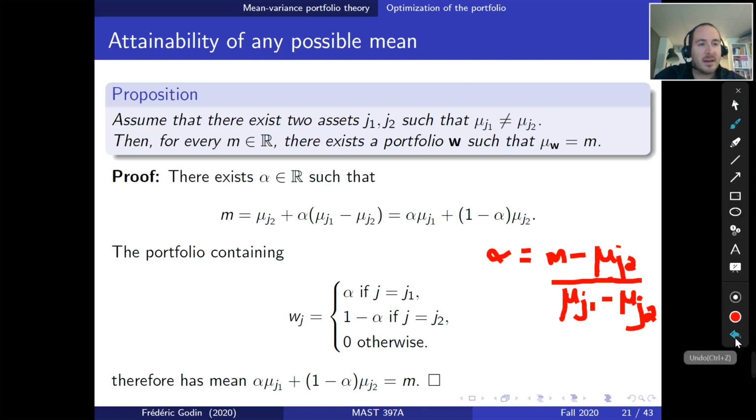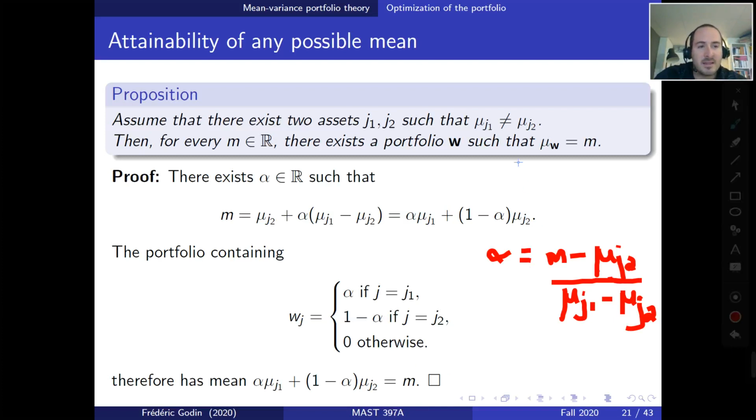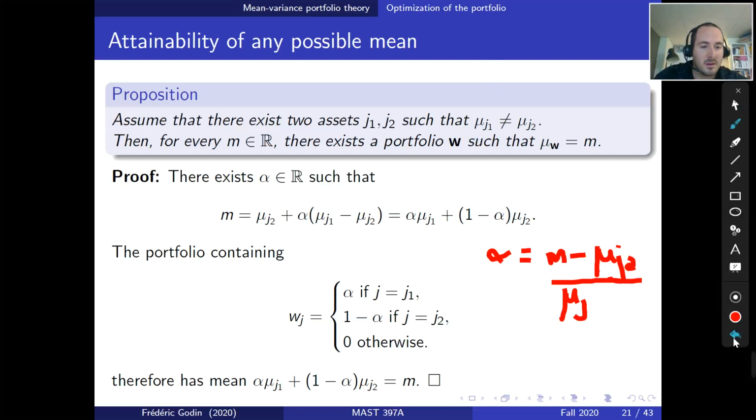Okay, so for any value m, there always exists some portfolio whose expected return is m, and the only condition for that is that in the market there exist at least two assets whose expected returns are different. Okay, so if all assets have exactly the same expected return, this result wouldn't work. But in practice, of course, there are always assets whose expected returns are different in the market.